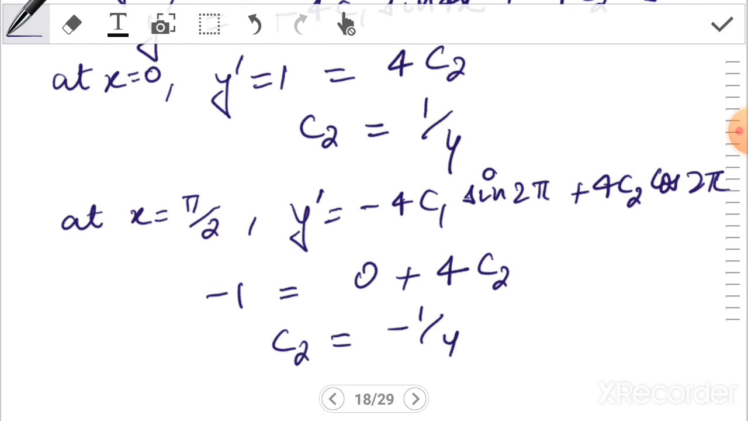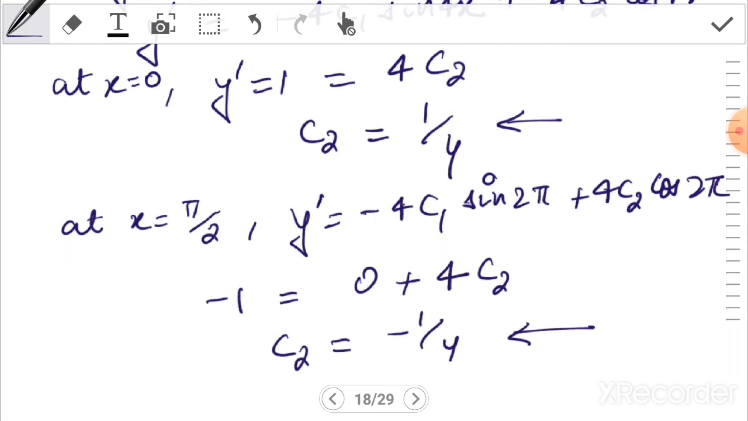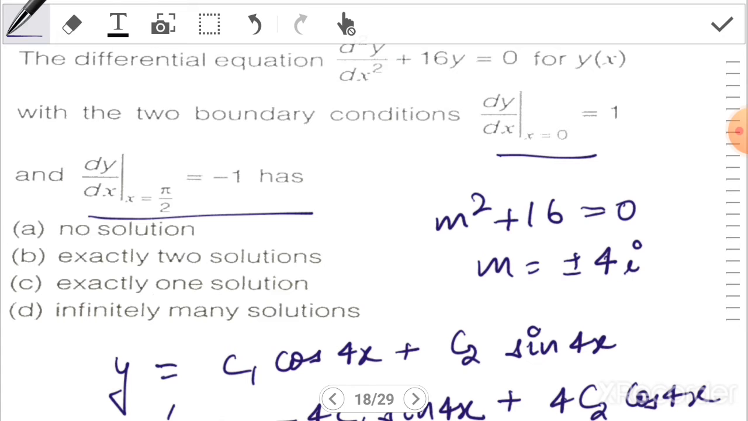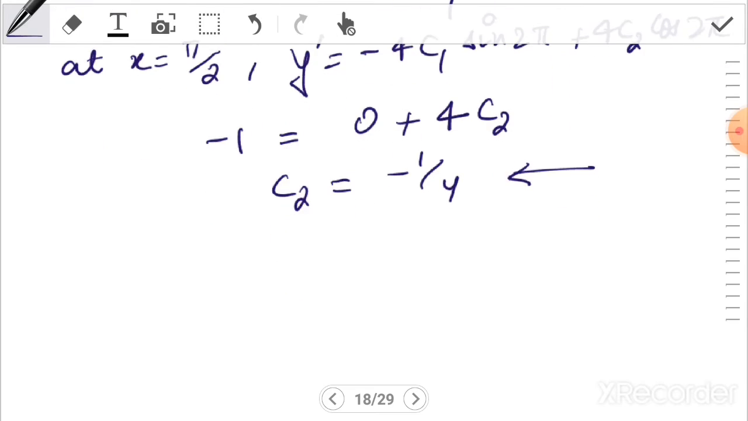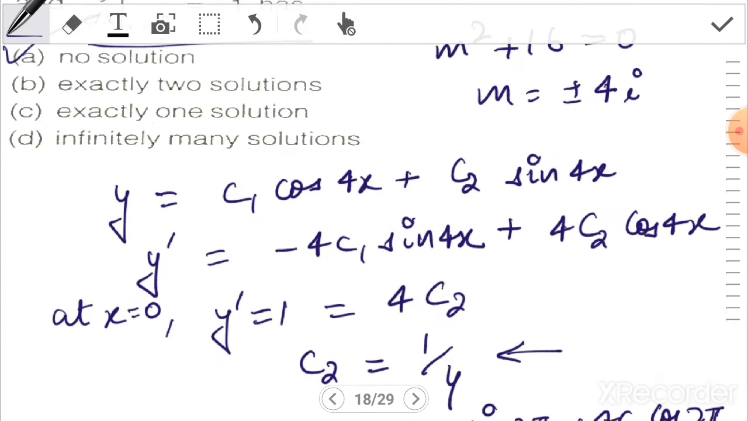So we have contradictory values for c2. Look here, c2 is 1/4 and c2 is -1/4. So c2 cannot take both the values 1/4 and -1/4 at the same time. Therefore the given differential equation has no solution. Let us go to the next problem.